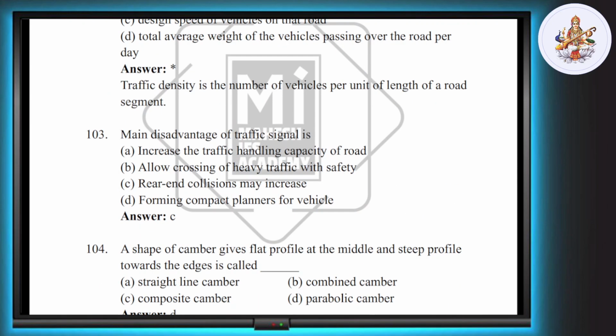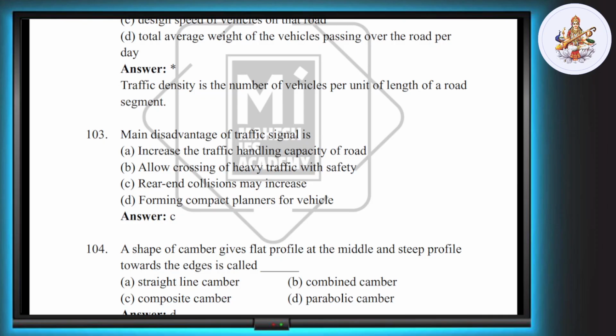Question 103. Main disadvantage of traffic signal is. Correct answer C. Rear-end collisions may increase. Explanation: sudden stopping at signals can cause vehicles behind to crash if not attentive, especially in high-speed zones.